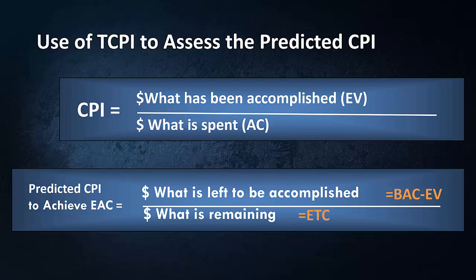That's right. That's going to be our ETC, or estimate to complete. Do you know the formula for ETC? Yes, estimate at completion minus actual cost gives me my ETC. Basically, my estimated cost at completion minus whatever I have spent to date gives me what is remaining, or estimate to complete. Here you go. We came up with a formula for this complicated metric, TCPI.